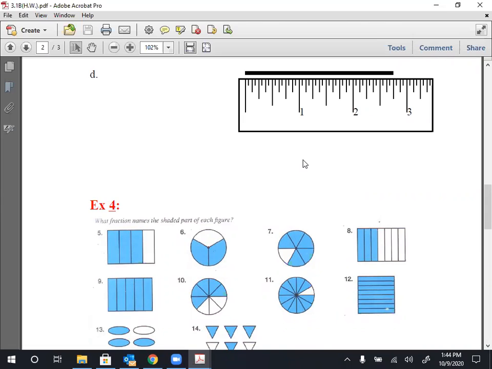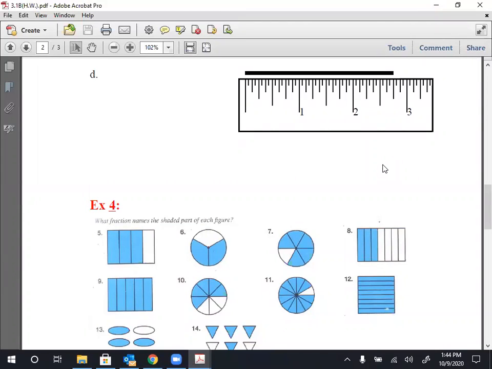Okay, that would be if it was the white part, but you're doing the blue parts. How many blue parts do you have? 2 blue parts. And how many total? 3. So what I need you to do is put the blue parts over the total.